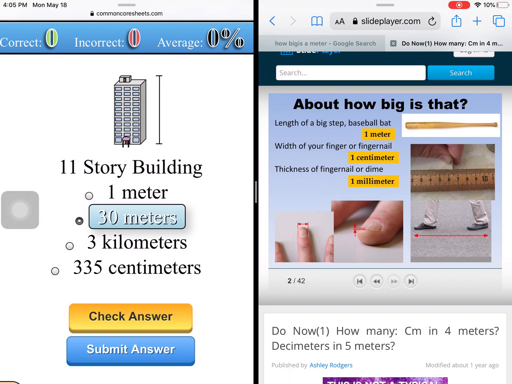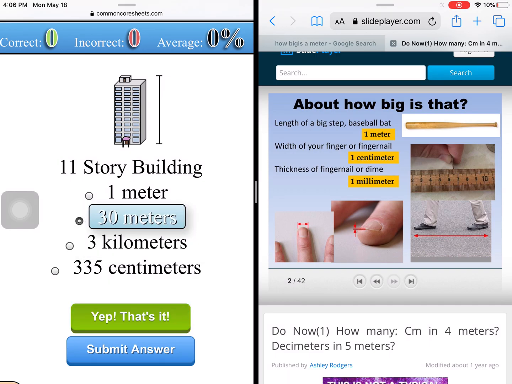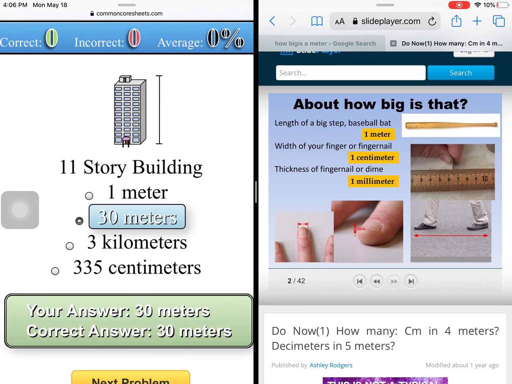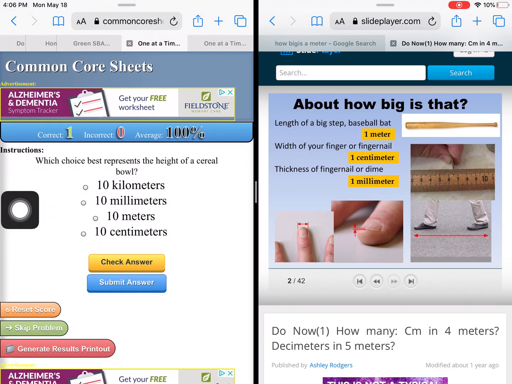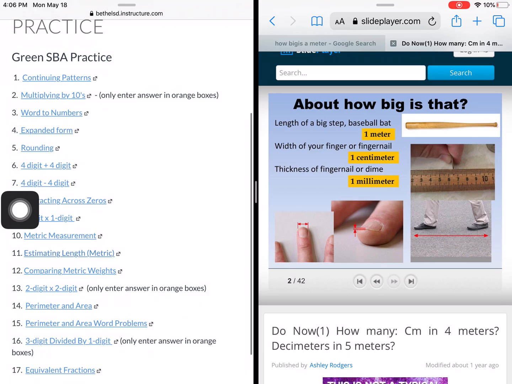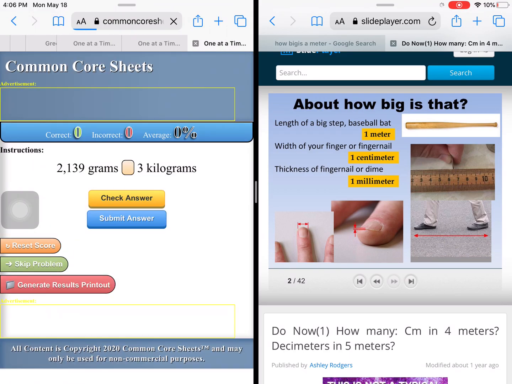Remember, if I check my answer and it's not it, if I would have picked something else, like 3 kilometers, check my answer, they say not quite. So then it's wrong, I check again, and then I go to the next one. So this is similar, this time we're doing pictures. The last one you will do today is number 12, and you're comparing metric weights.